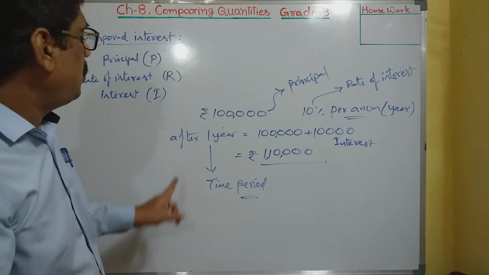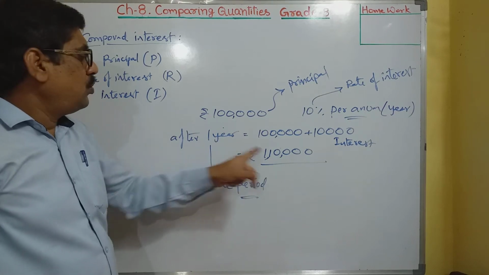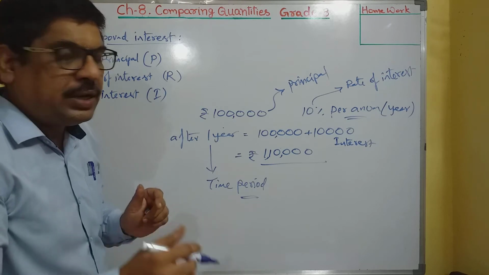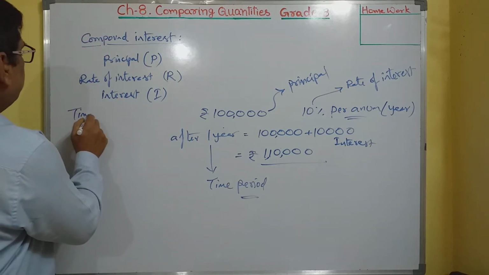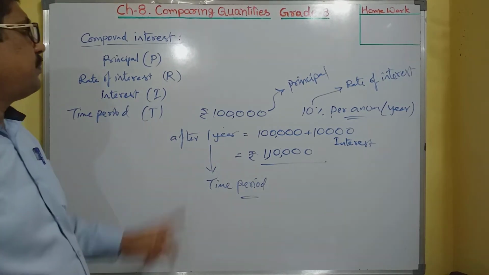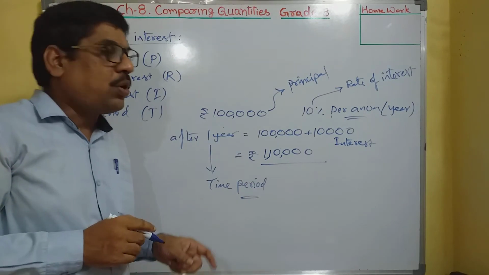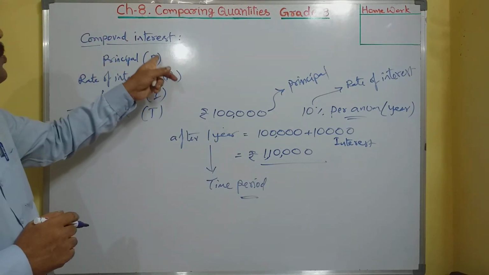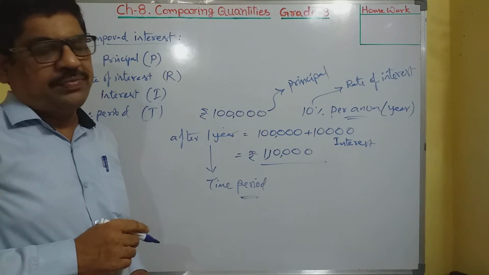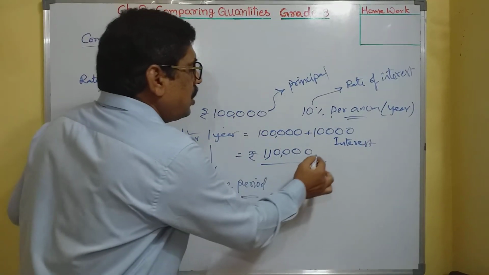Okay, now so here after 1 year we got 1,10,000. So the time period which we are waiting for getting the money along with the interest is called time period. Time period is represented by the letter capital T. So these all representations we must understand. When we are doing the problems, we use the formula. In the formula we use only the letters represented by those words.